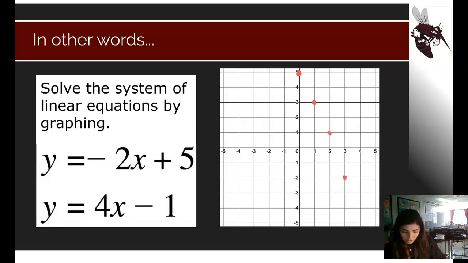I'm going to grab my ruler. I'm going to draw a straight line through all of those points. And I totally graphed that wrong. Ignore that one. Okay, so there's my line.